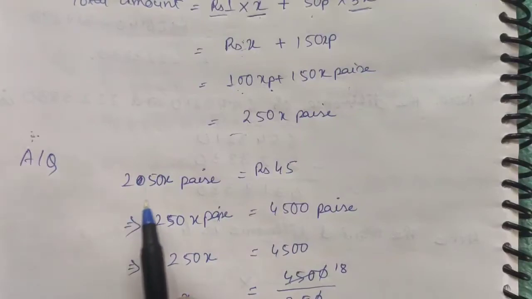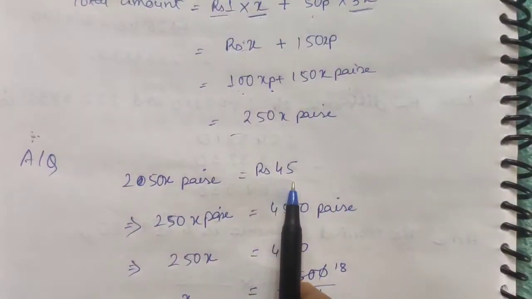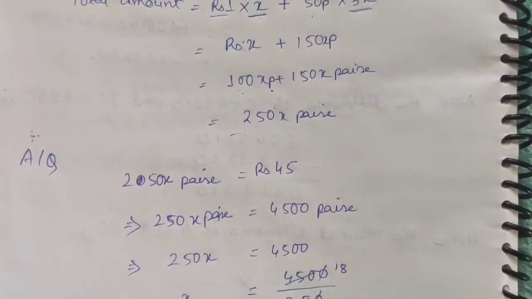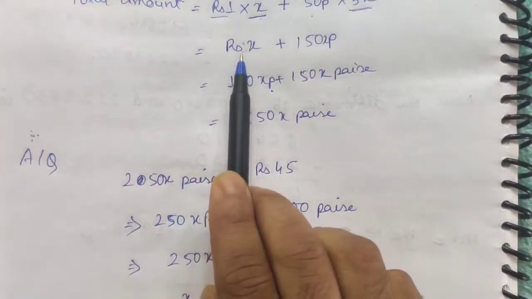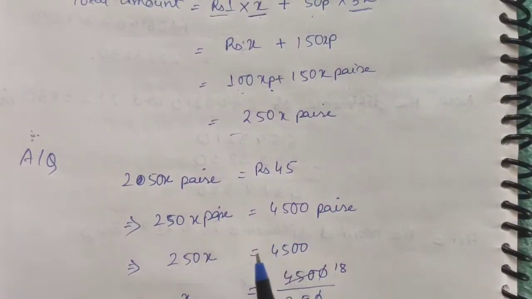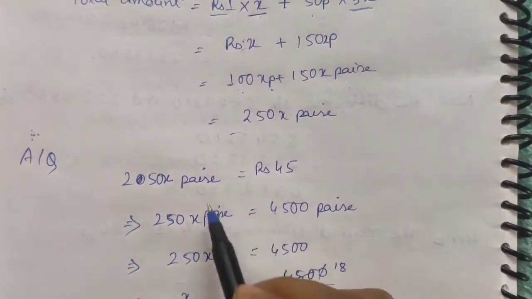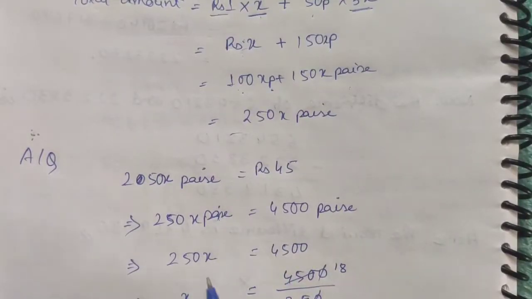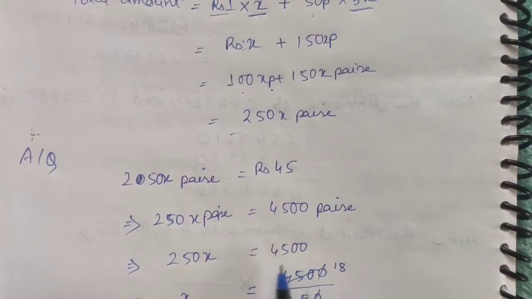Now according to the question, 250x paise equals rupees 45. Here, same as earlier, we have converted rupees 45 into paise. So it will be how much? 4500 paise. Now here paise got cancelled. So it remains 250x equals 4500.